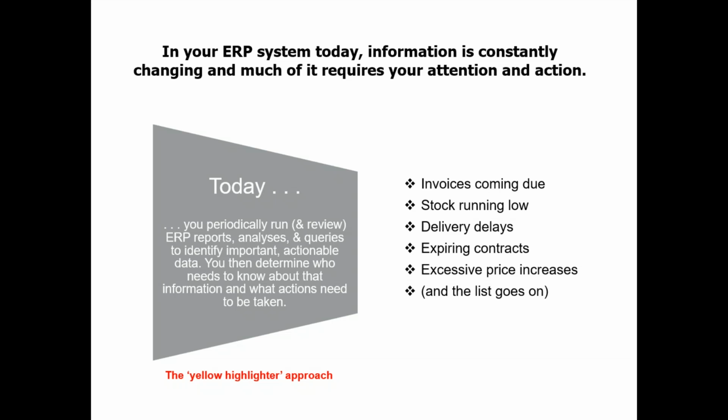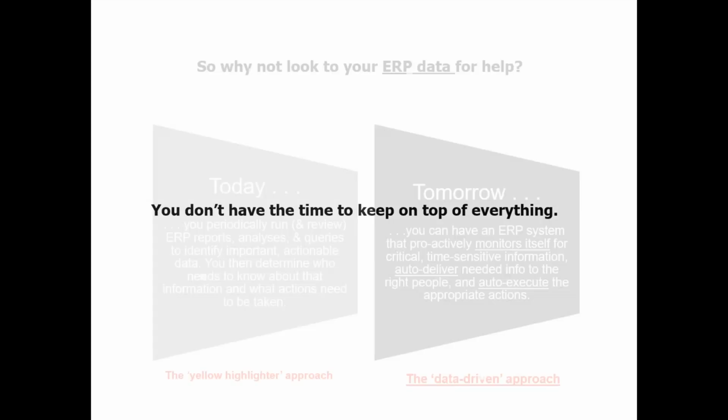I tend to refer to that as the yellow highlighter approach to business, because chances are someone drops a report on your desk or you pick up a report from your printer. You then whip out your yellow highlighter pen, start paging through that report one page at a time to highlight just those items that are of importance to you, your colleagues, and the success of your organization. And the matter of fact is that there's just too much ERP information in order to allow you to keep on top of it all.